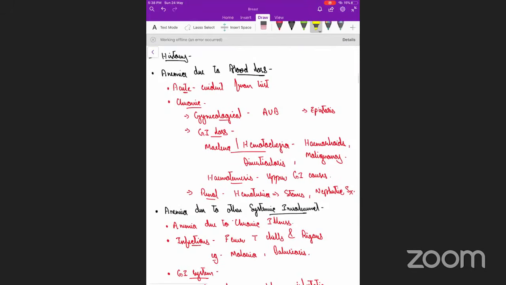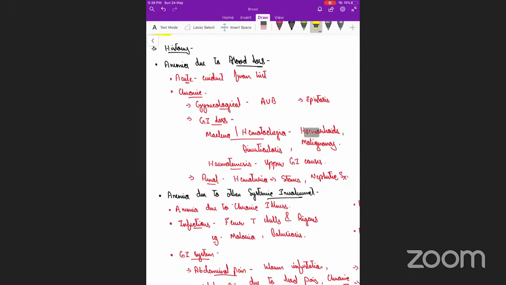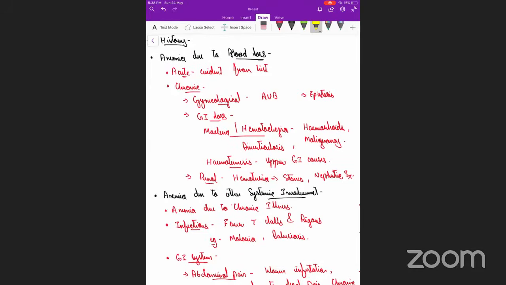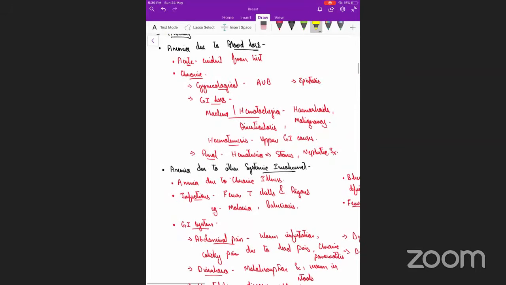Next, coming to history. Then we'll take the history in detail. So first, how we'll look at anemia is, one, it can be due to blood loss, as we saw in our previous cases. Or it can be due to systemic involvement, any systemic diseases which can lead to anemia. Or it can be due to RBC disorder per se, which can be hyperproliferative or hemolytic picture. We'll approach the history this way. So anemia due to blood loss.